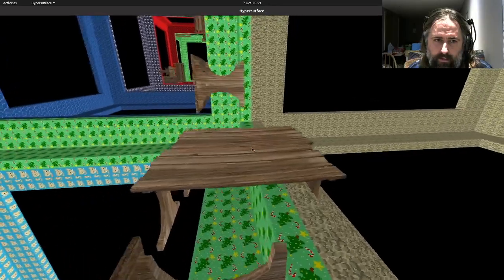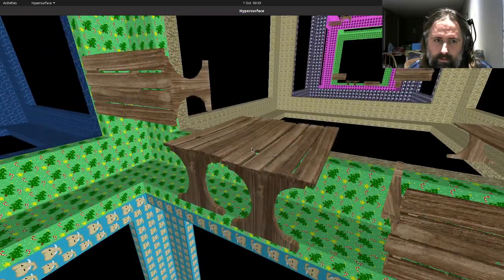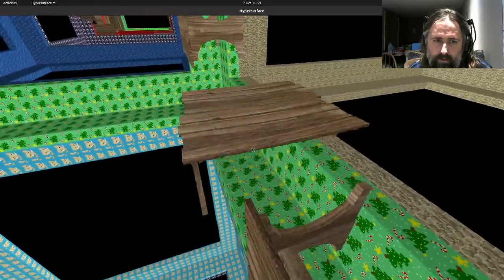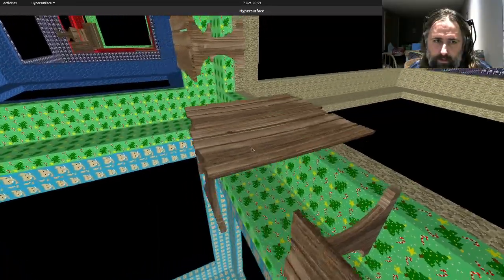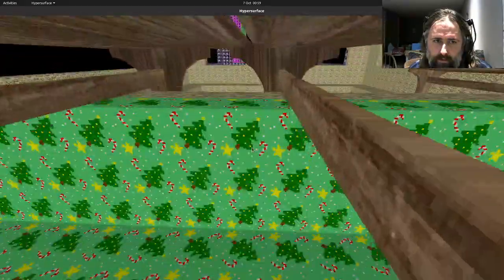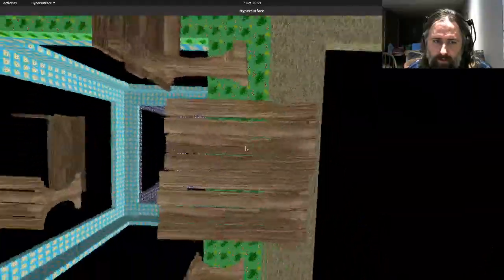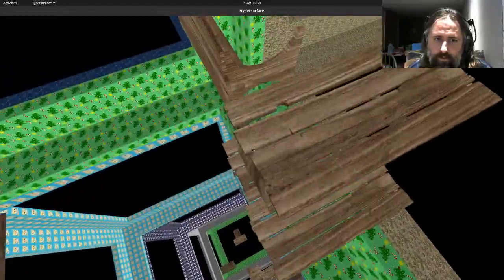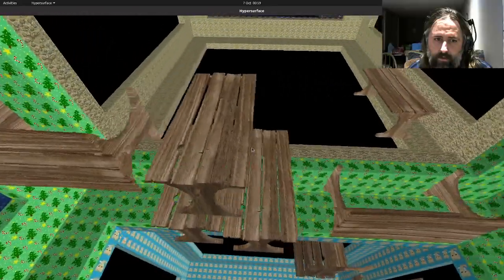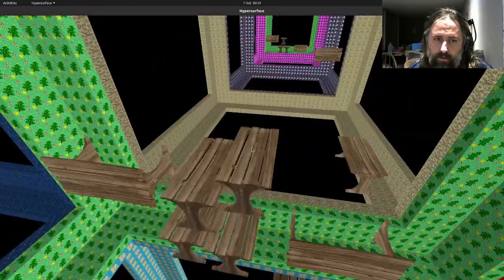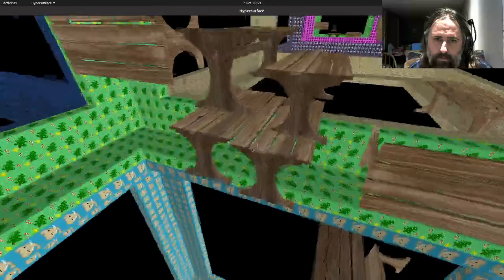Wow, that is definitely wrong. So there's still, but why is it doing that? How has it even got that far? Stop it. Stop.